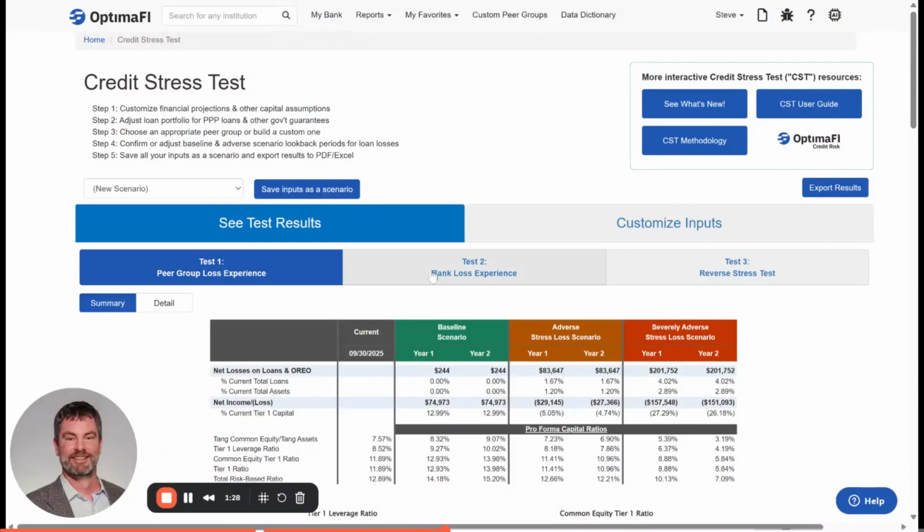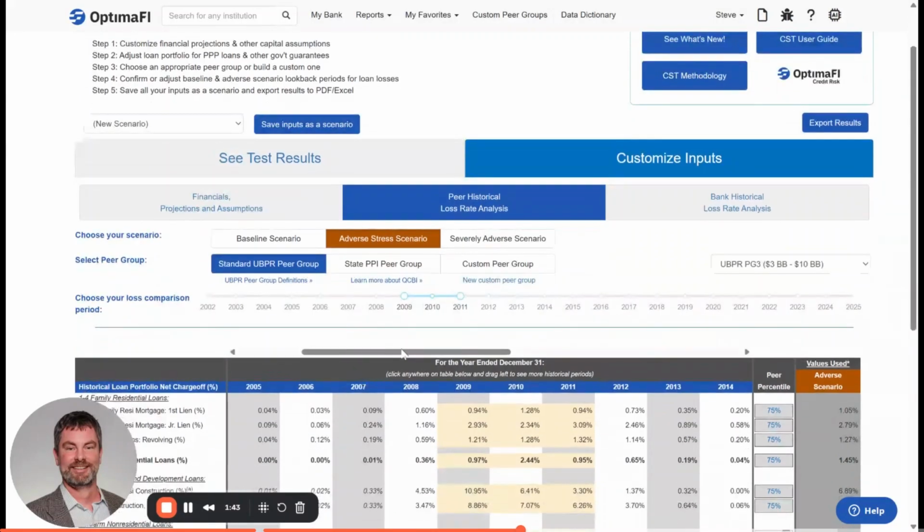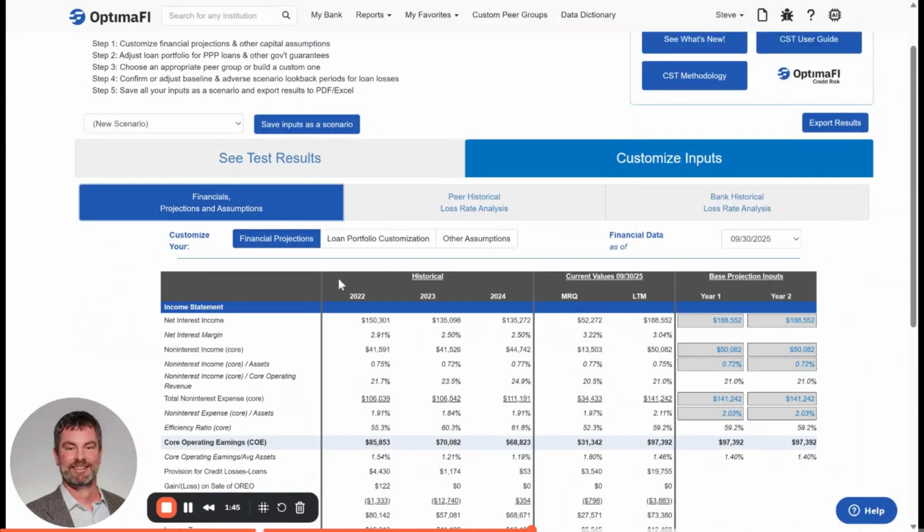And the second test, that's where we're using your own historical data as our guide to explore what would the next couple of years look like if you were to see losses as bad as you have ever had. Now, if I head to the inputs here, you can see that we start by allowing you to customize your financial projections right here over a 2-year period. But again, default inputs are already preloaded into the system.